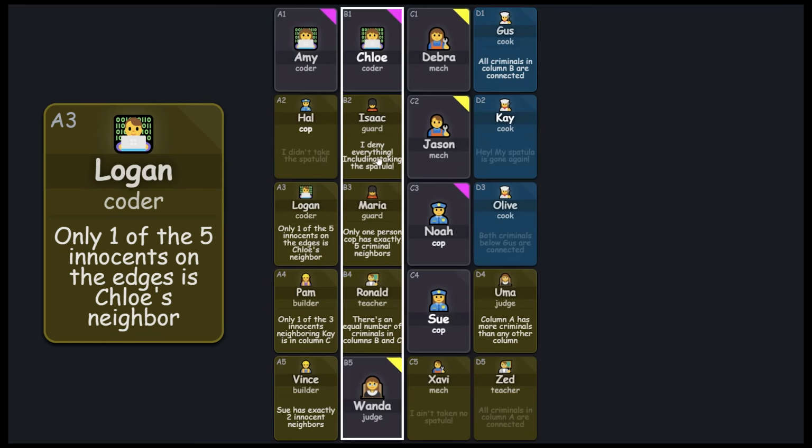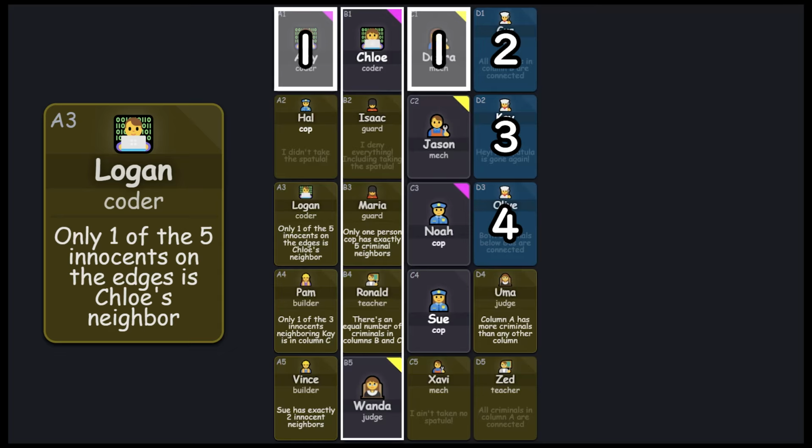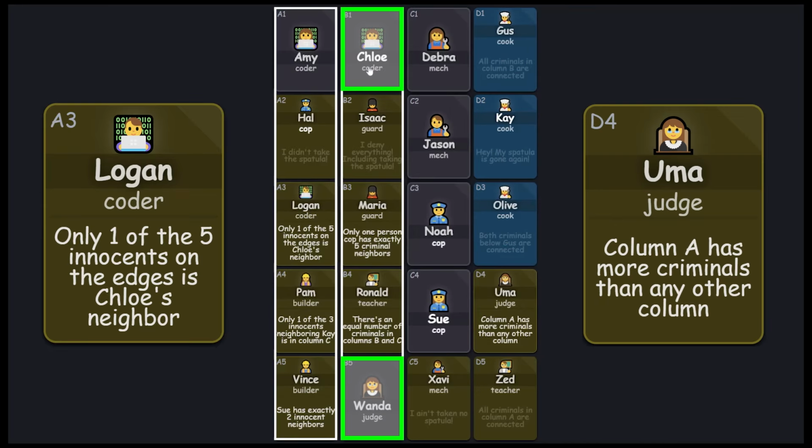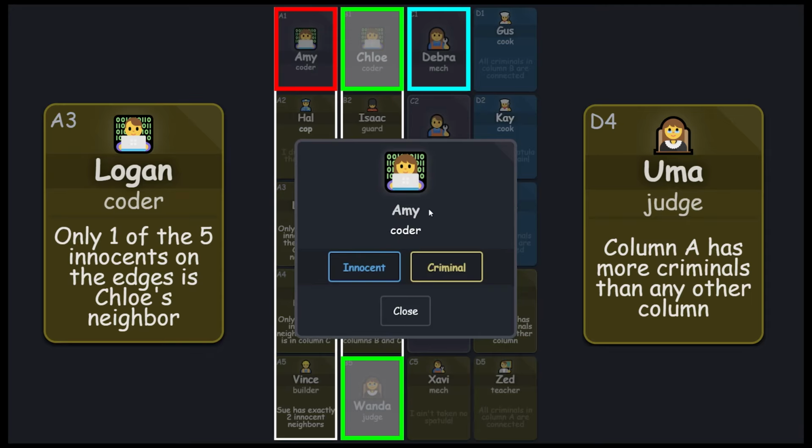And with that, we now know that column B has 4 criminals, because we have 4 innocents on the edges elsewhere, and either Chloe or Wanda must be innocent. Since column A must have more criminals than that, we can mark Amy as a criminal, and Deborah as Chloe's only innocent on the edges.